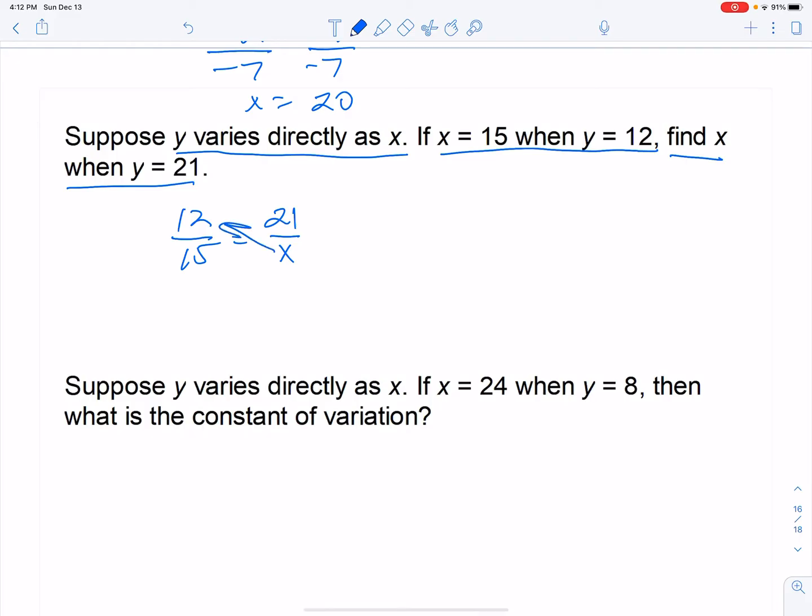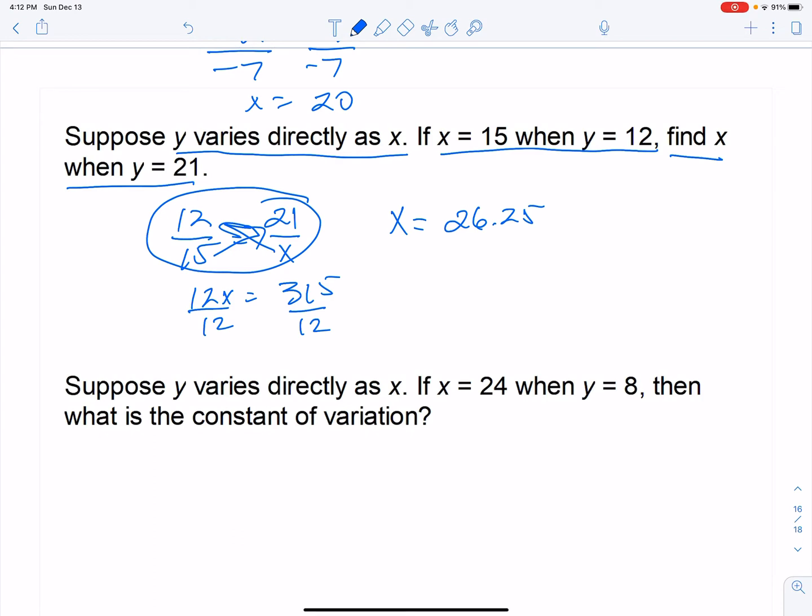Okay, so I cross multiply, and I end up with 12x is equal to 15 times 21, which gives you a value of 315 if you multiply that together. We divide both sides by 12, and you end up with x equaling, if you divide 315 by 12, 26.25. Now, if you do it just on the calculator, remember, you must show me setting up the proportion. You take the 21 multiplied by the 15 and divide by 12, which is the same thing that I did right here by showing the work.